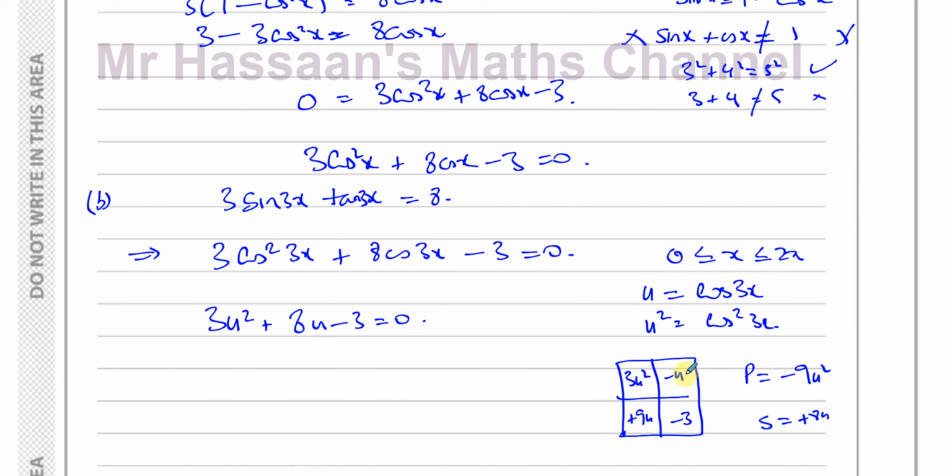So now I can take out my common factor from this row, which is u. U times 3u is 3u squared. U times minus 1 is minus u. And 3u times plus 3 is plus 9. So I'm left with 3u minus 1 times u plus 3 equals 0. So we got u equals 1/3 and u equals negative 3.